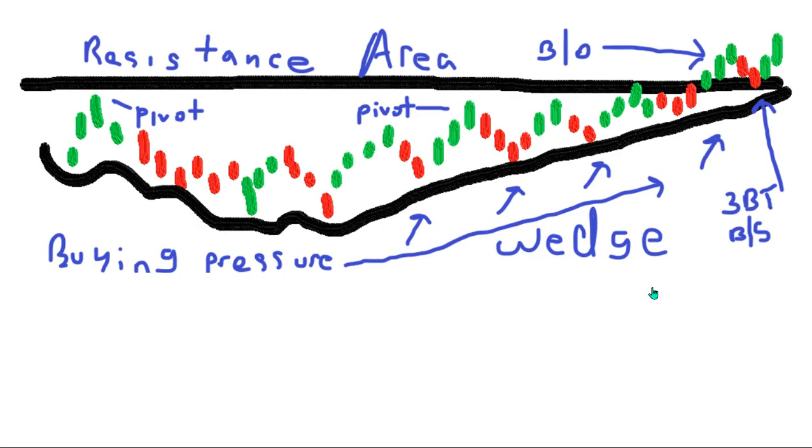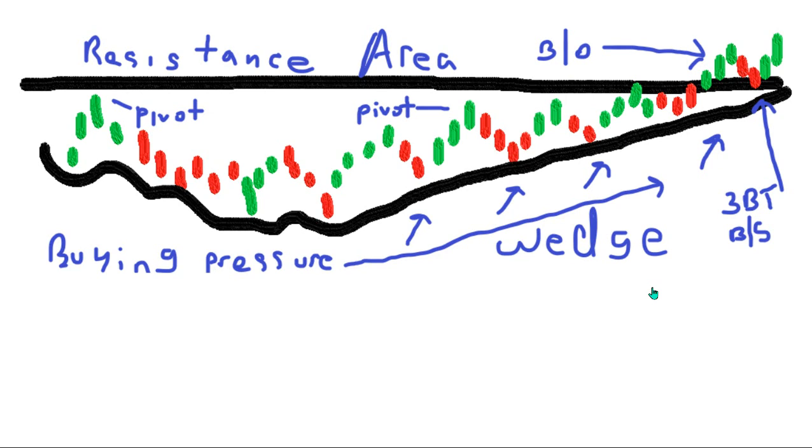This would just be another example of that. This is just kind of what it would look like on a candle chart or a bar chart. You can see the resistance area. You can see where buying pressure is increasing underneath of that wedge. Then we can see where we had a breakout above the wedge, which you could buy.